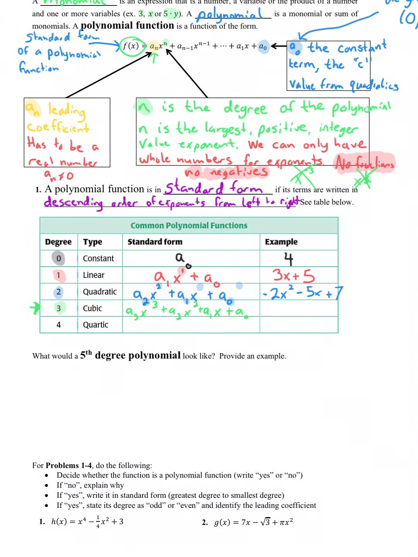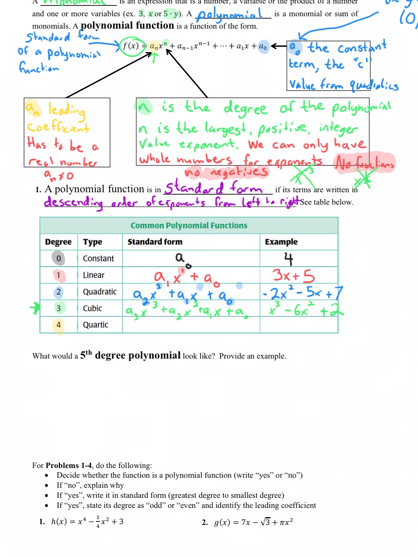An example of a cubic function, we could have like x cubed minus 6x squared plus 2. And we don't have an a1 x term because we could just say a1 equals 0. Okay, so that's a good example for that type of problem.